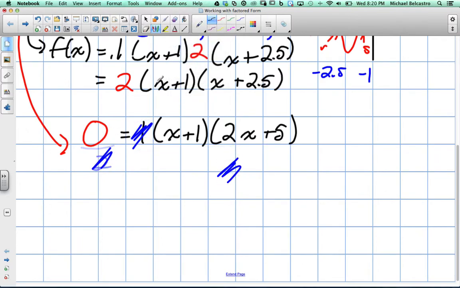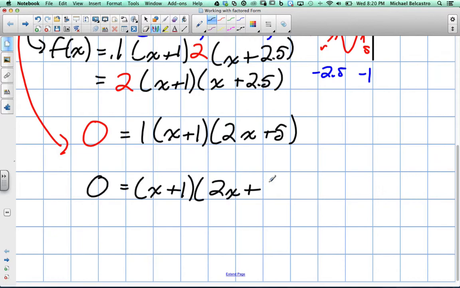Okay, so now that we've done that, we have 0 is equal to (x + 1)(2x + 5). Great. Each of these brackets represents a term. Let's say it's a and b. A times b is equal to 0. In order for us to get 0, one of these values must be 0. It's the only number that we can multiply and get 0 in math. So we're going to test for both of them being 0.